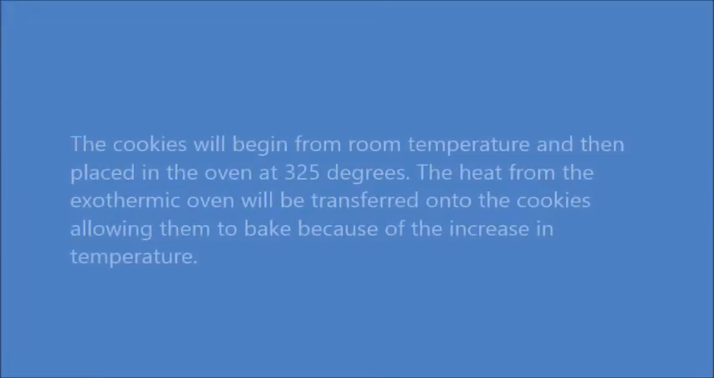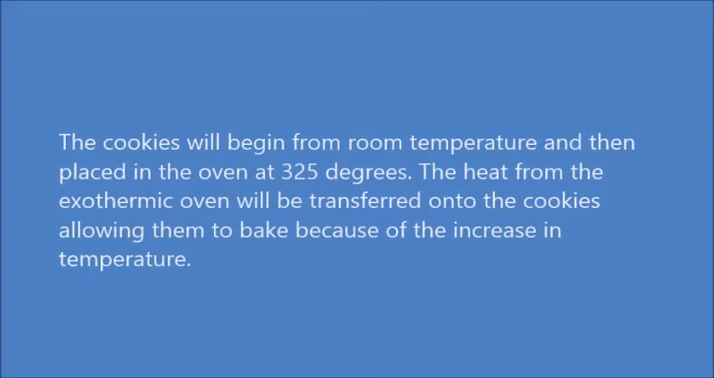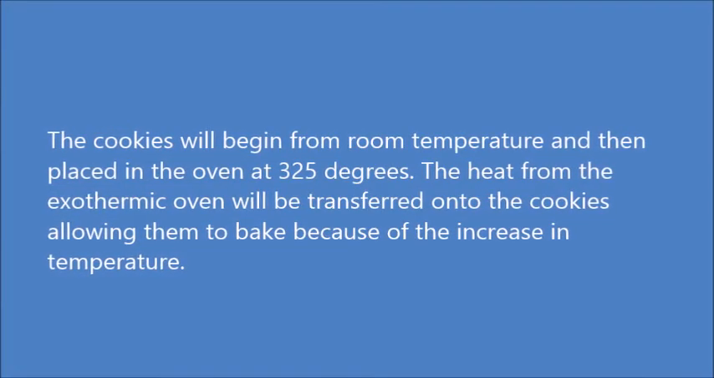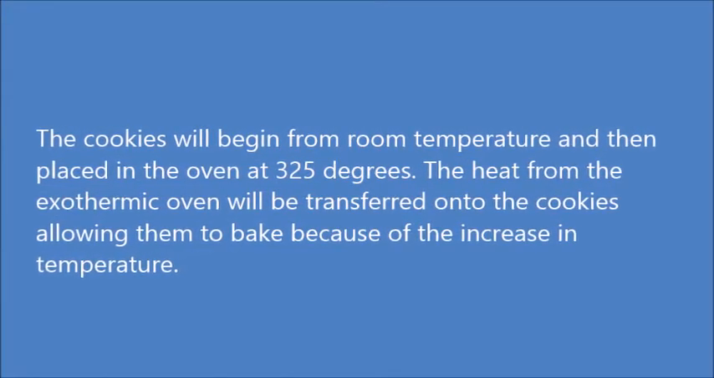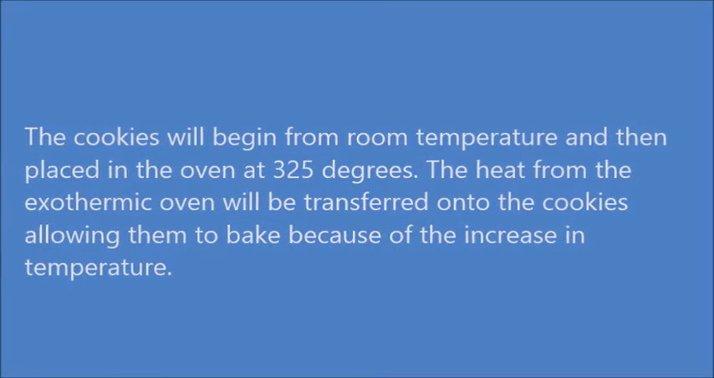The cookies will begin from room temperature and then be placed in the oven at 325 degrees. The heat from the exothermic oven will be transferred onto the cookies, allowing them to bake because of the increase in temperature.